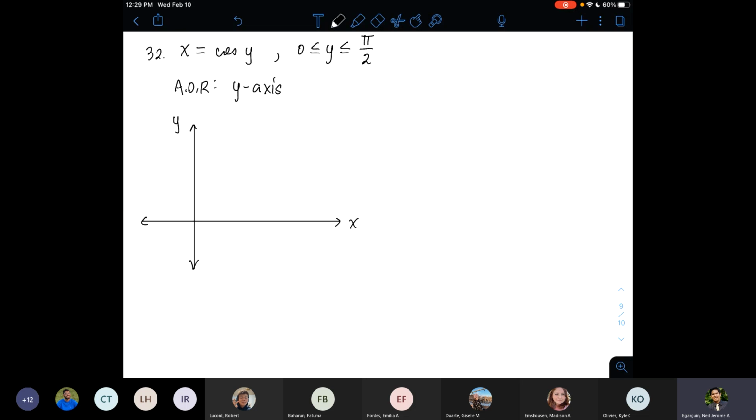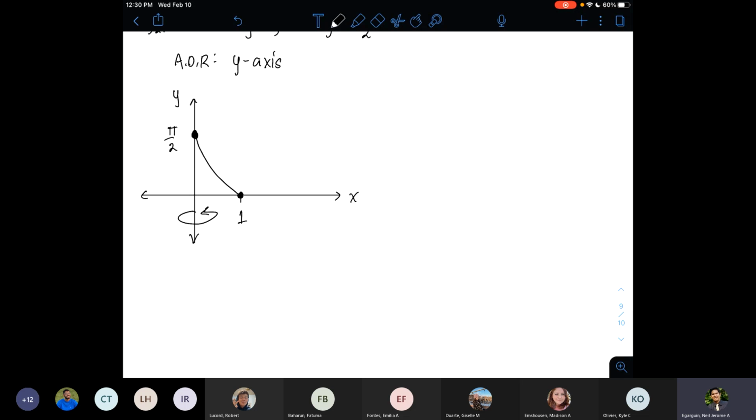So here, when y is 0, cosine would be 1, or yeah, x equals 1. There we go. So when y is 0, x would be 1. When y is equal to pi over 2, x equals cosine pi over 2. Cosine pi over 2 is 0. So this is y is pi over 2, and then the cosine curve looks like that, right? And then the axis of revolution is the y-axis, right? But remember, the equation of the y-axis is x equals 0, right?